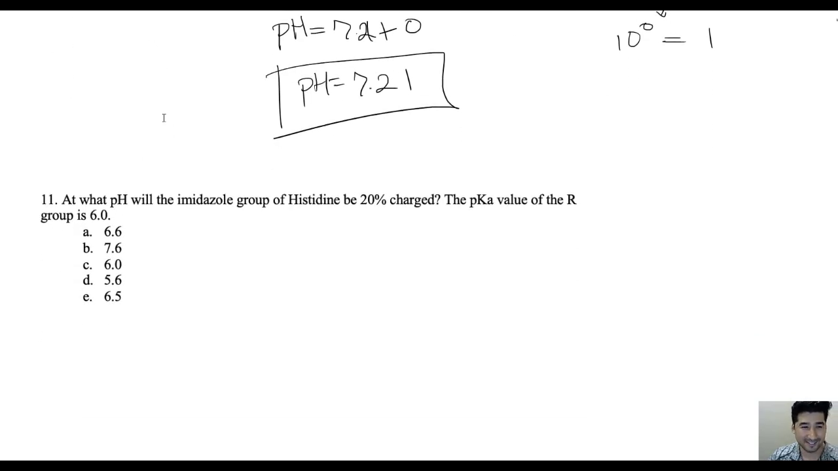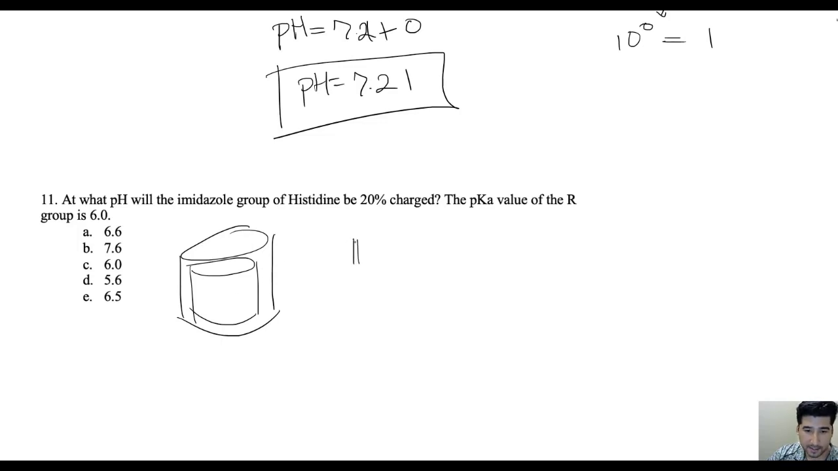Alright, last one. This is a good one. At what pH will the imidazole group of histidine be 20% charged? What you want to do with this problem is imagine a solution that is full of histidine. So it's a solution full of histidine, and we draw the amino acid. I'm going to draw it completely neutral.